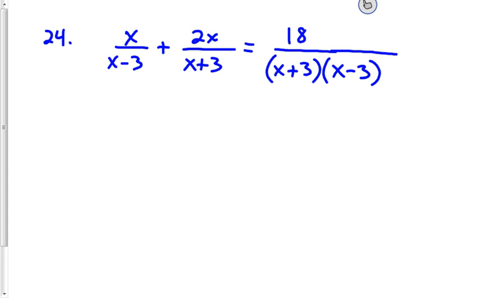Okay, so page 229, number 24. So this is probably one of the more difficult ones, maybe the most difficult out of the assignment, right? And as with any equation, there's more than one way to do things.